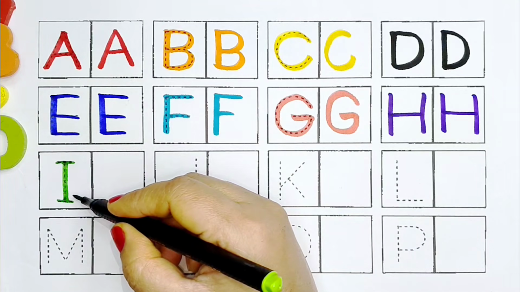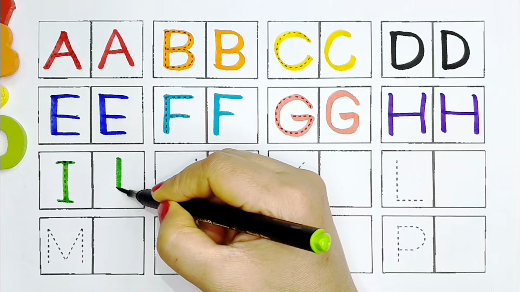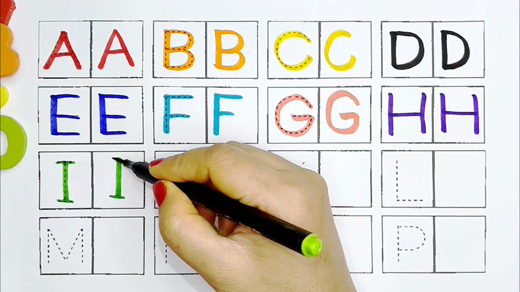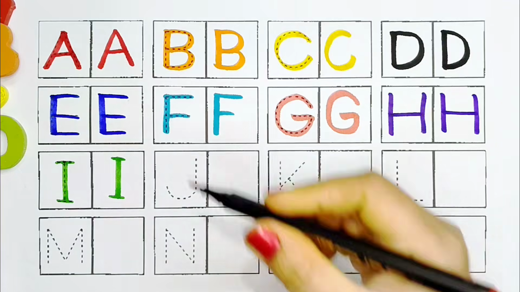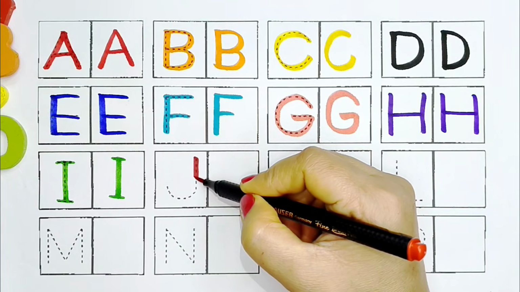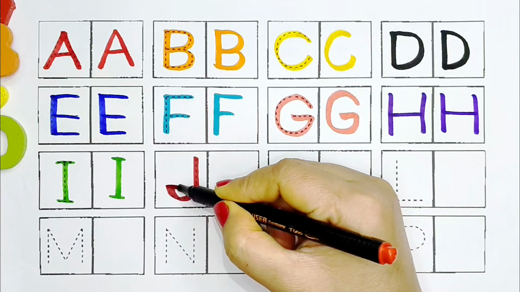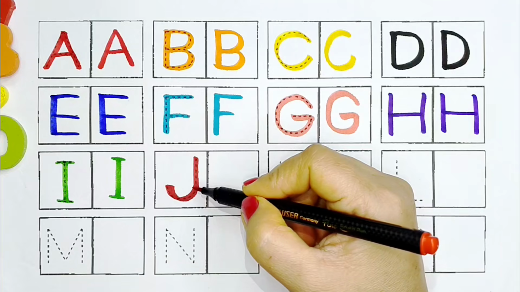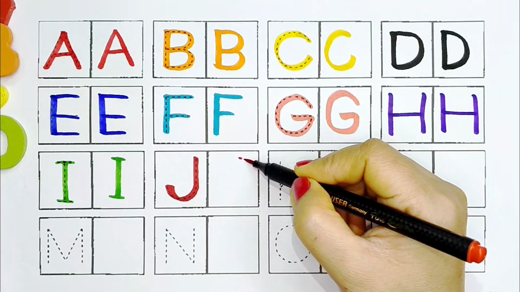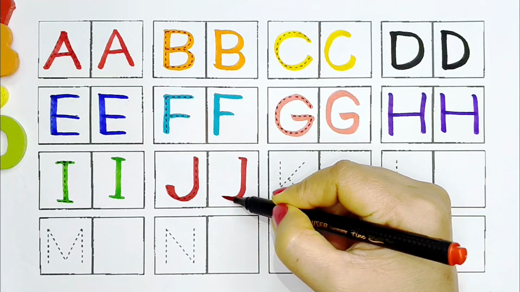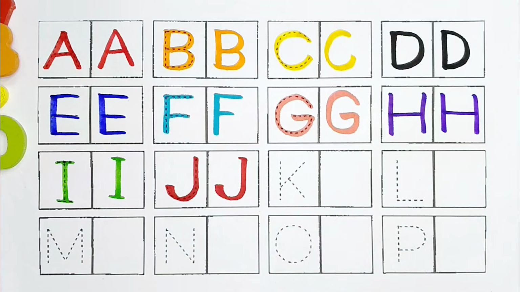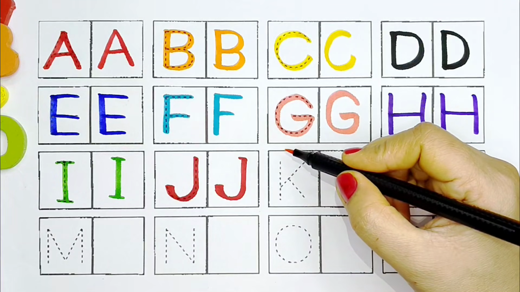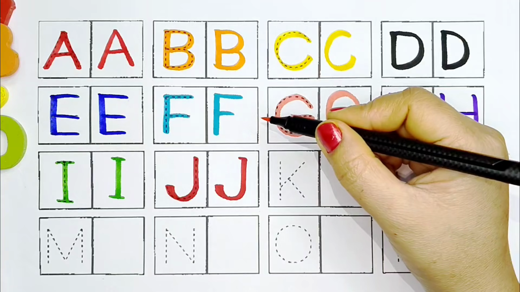I for ice cream. I for island. Red color. J for joker. J for jam. Orange color.